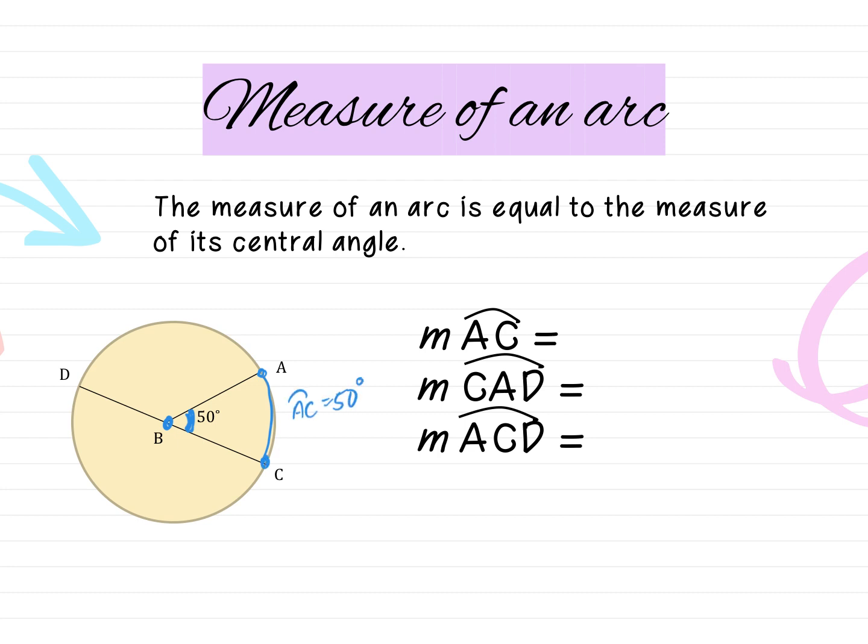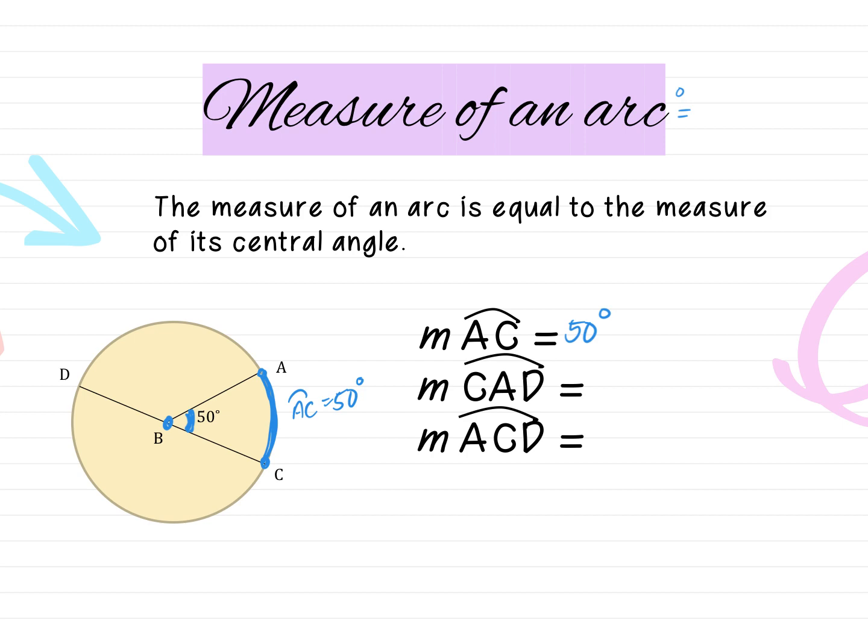Now, arcs are interesting because they have a degree measure and they also have a length. Like this arc A to C is going to have some kind of a length, right? It's going to be 2 units long, 2.5 units long, whatever. But it also has a degree measure. And when we're talking here about measure of an arc, we're talking about its degree measure, okay? So the degree measure is going to match the central angle that kind of created it. So the measure of arc AC is 50 degrees.